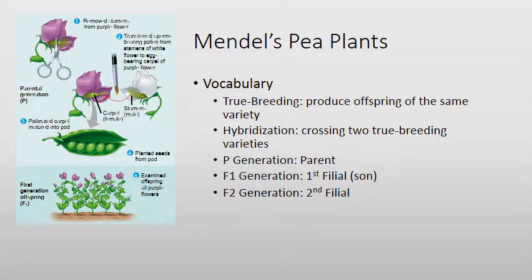So here we have Mendel's experiment. Let me go through each of these vocabulary terms. You have what's called true breeding. True breeding is where a plant produces offspring of the same variety. So if I take a white flower and I let it self-pollinate and it produces a white flower, that is a true breeding plant. But if I take a white flower and it produces a purple flower, that is not a true breeding plant. It has to produce the same flower color or the same seed color.